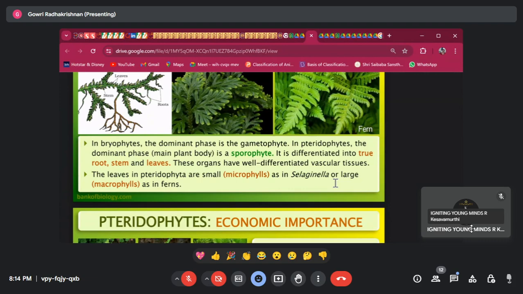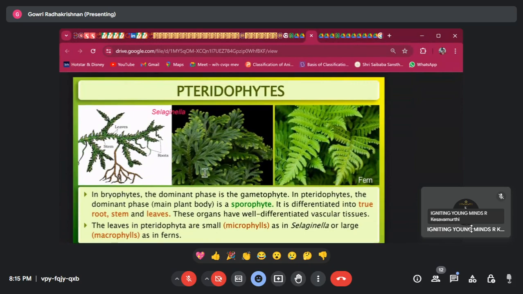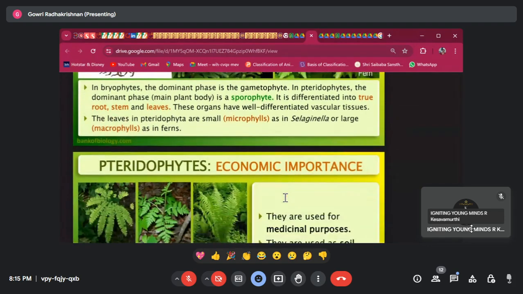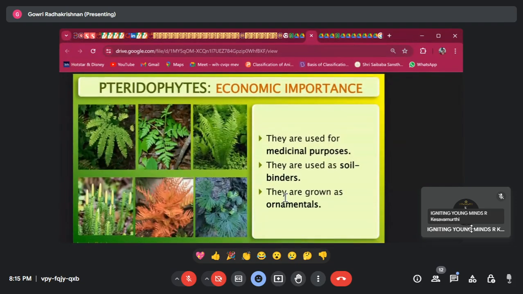It is differentiated into true root, stem, and leaves. These organs have well differentiated vascular tissues. The leaves in pteridophytes are small microphylls, as in Selaginella, or large macrophylls, as in ferns. So this is the Selaginella and this is the fern. You can see the difference, right? When you see a fern, you should be able to say whether it is Selaginella or fern. You can see from the picture, and Selaginella and fern, these pteridophytes are asked a lot in questions. And we even solved many MCQs last week.